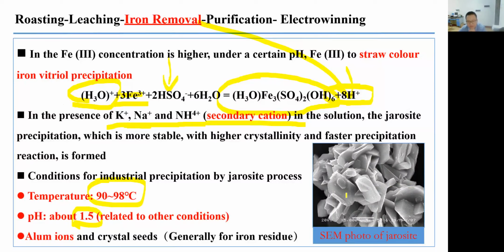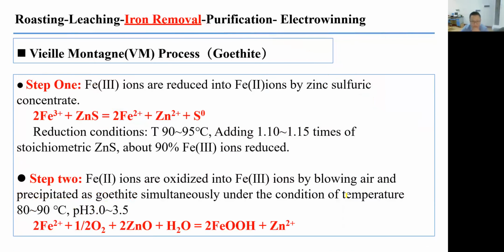But the problem is that the yield or the amount of jarosite is too large. For 1 ton zinc cathode, we are producing 1 ton jarosite residue. And another technology part is goethite. We can also use goethite for this part. And goethite needs controlling of ferric ion concentration, so it should be reduced first.